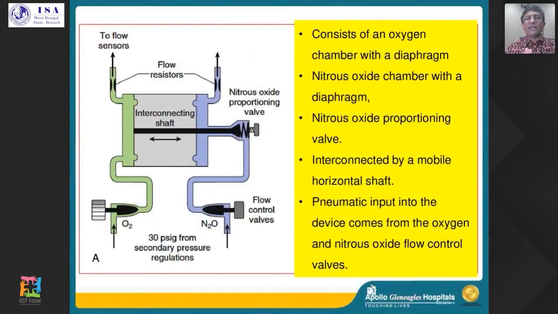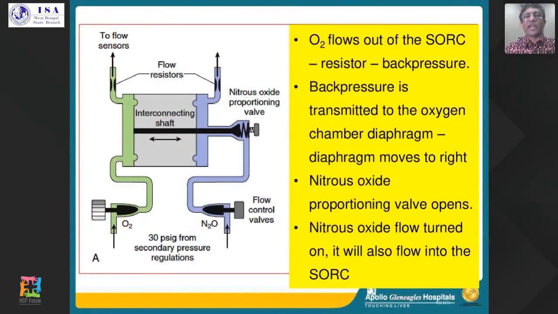So if you look at it, it's the pneumatic input which is coming from both the oxygen and nitrous oxide flow control valves, and this is coming from back pressure from these flow resistors. And let's see what happens when oxygen flows out. There is a back pressure. The back pressure is transmitted to this oxygen chamber diaphragm, and the diaphragm will then move to the right. If the diaphragm moves to the right, the nitrous oxide proportionating valve will open, and this will allow nitrous oxide to flow. This is how it works.